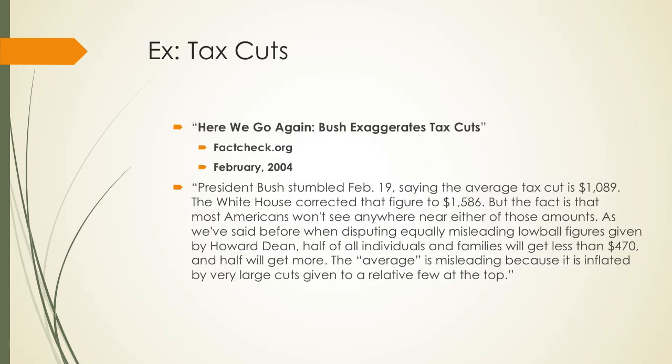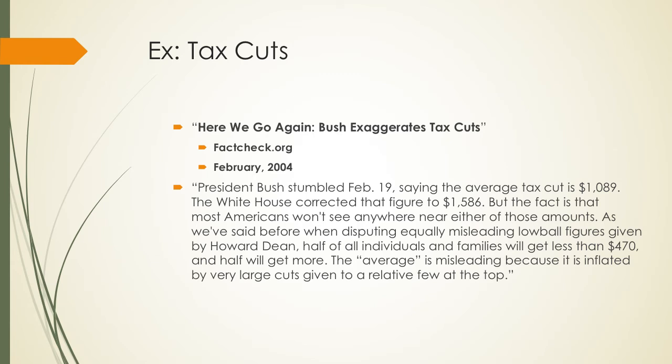Taxes are one example where this has happened. In the mid-2000s, President Bush enacted several tax cuts, which were later renewed by President Obama. Here's a quote from factcheck.org discussing measures of center for these tax cuts. President Bush stumbled February 19th, saying the average tax cut is $1,089. The White House corrected that figure to $1,586. But the fact is that most Americans won't see anywhere near either of those amounts.